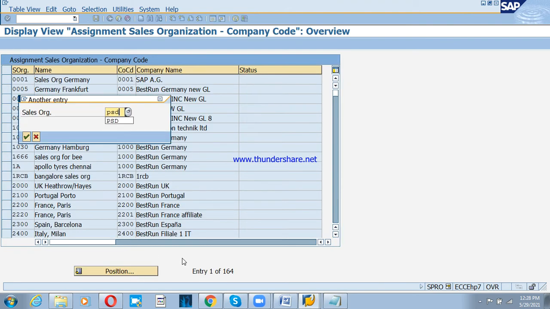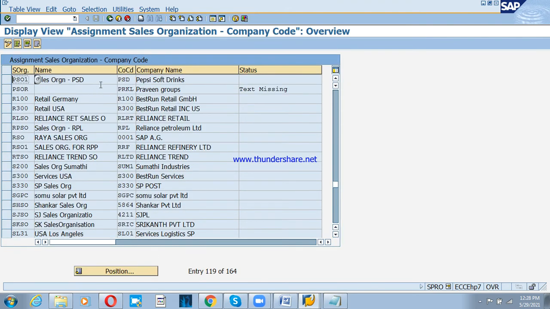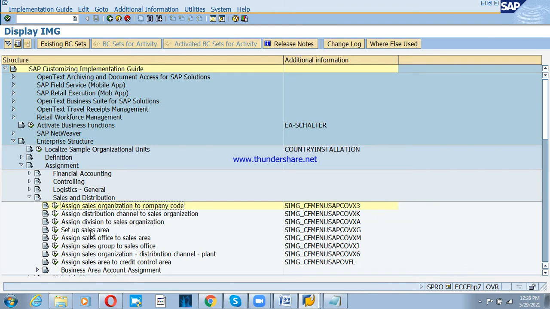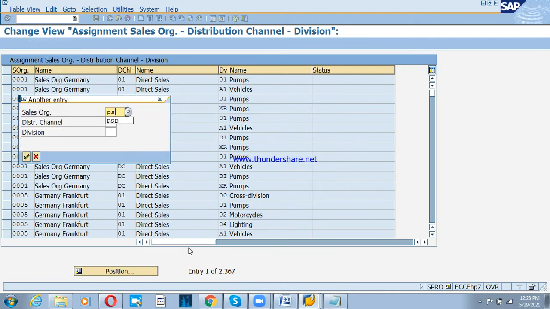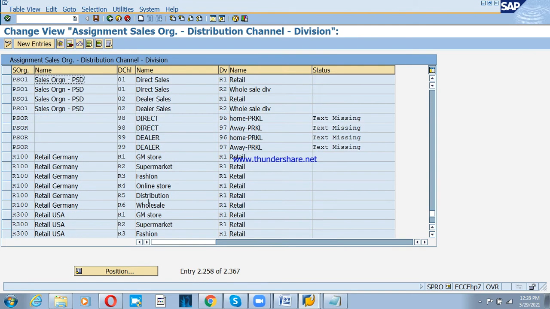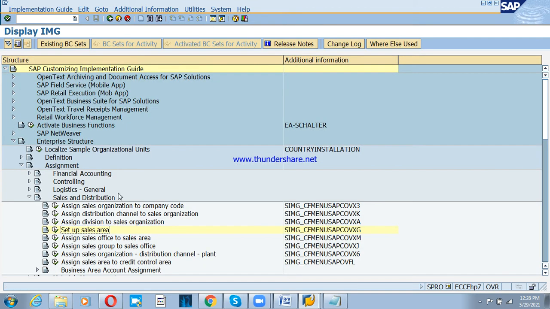Okay, I'll check with PSD. Yes, PS01 is my sales organization that has been assigned to company code. Okay, no changes here again. And I'll check with setup sales area. Okay, position PS01, sorry. Yes, it has been assigned, as we are having two distribution channels and two divisions, that have been assigned to the sales organization. Okay, so I'll come back.